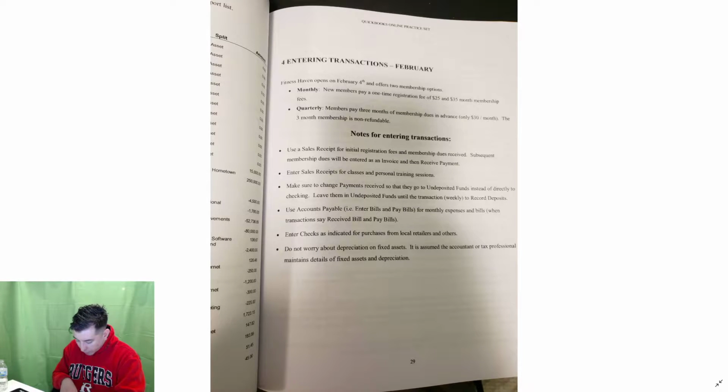Enter sales receipts for classes and personal training sessions. Make sure to change payments received so that they go to undeposited funds instead of directly to checking. Leave them in undeposited funds until the transaction weekly to record deposits. Use accounts payable, i.e. enter bills and pay bills for monthly expenses and bills, when transactions say received bills and pay bills.